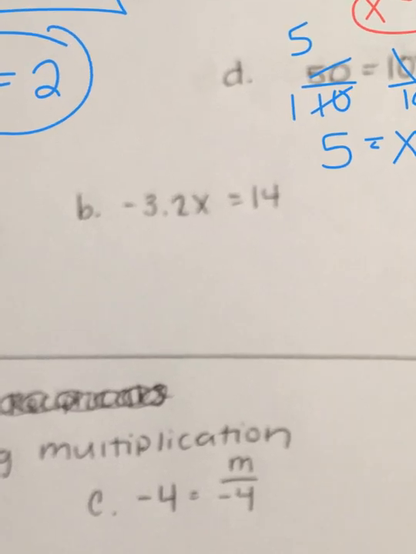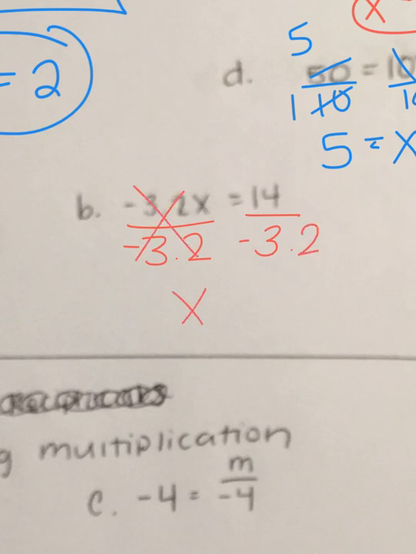Okay, ooh, that one's a little blurry. Negative 3.2 times x equals 14. Same thing, we're doing divided by negative 3.2, divided by negative 3.2. Then I can cancel this, and I should get negative 4.375, and it's negative because if I have a positive and negative that I'm multiplying or dividing, I get negative.